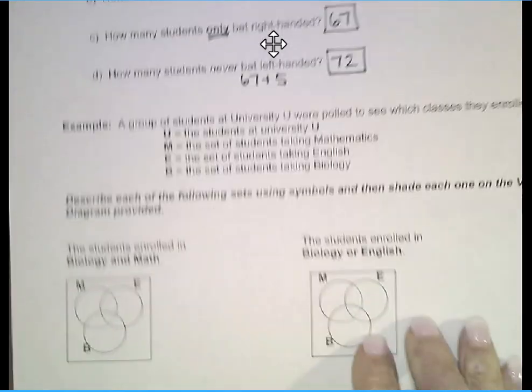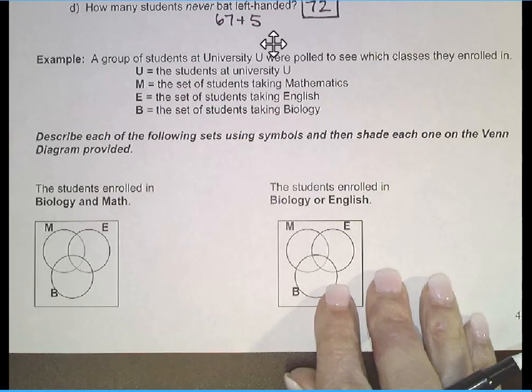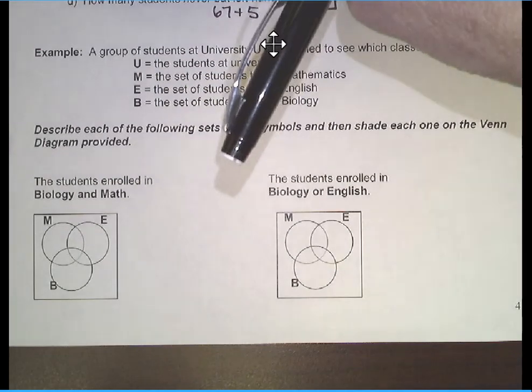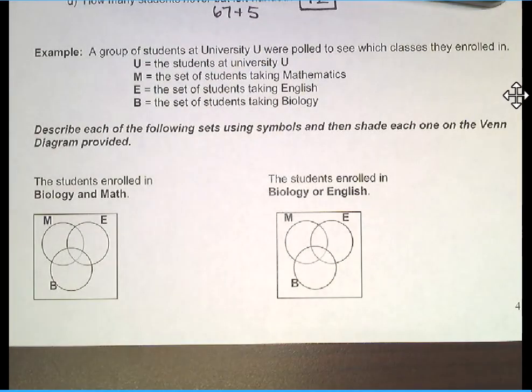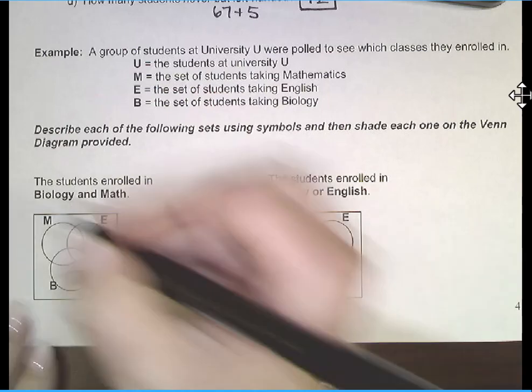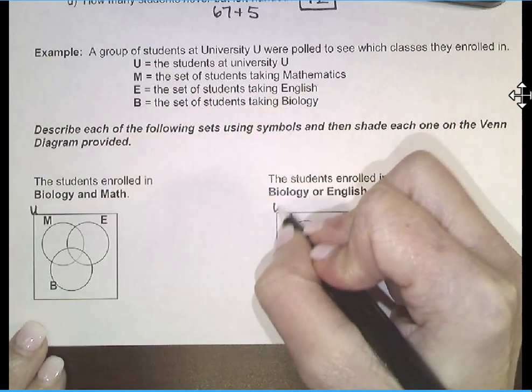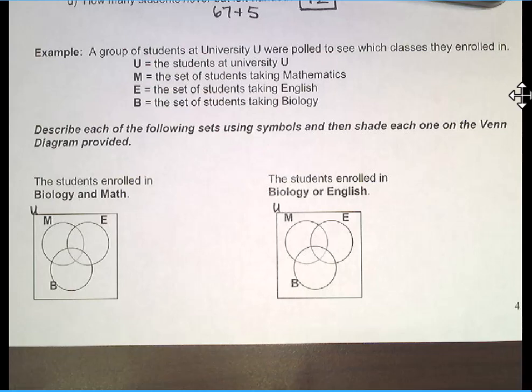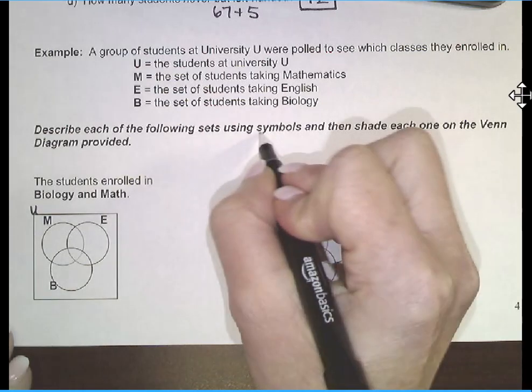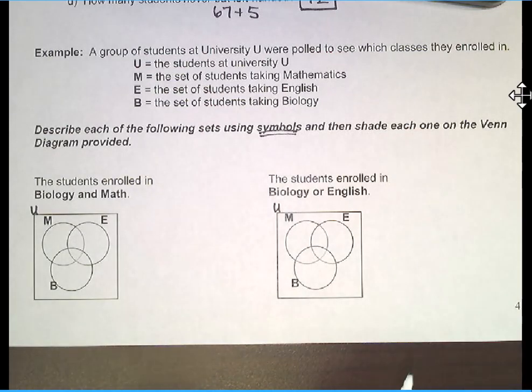Now for this next one, it says a group of students at University U were polled to see which classes they enrolled in. So U is the university students, so all these boxes would represent all the university students. M is the set of students taking math, E is the set of students taking English, and B is the set of students taking biology. Describe each of the following sets using symbols, and then shade each one on the Venn diagram provided.